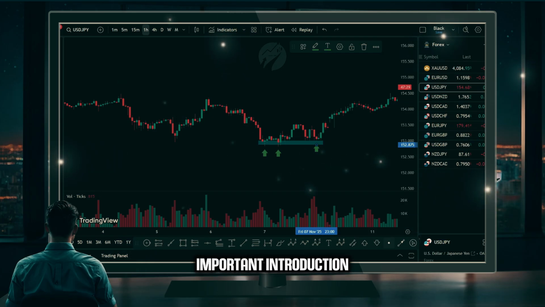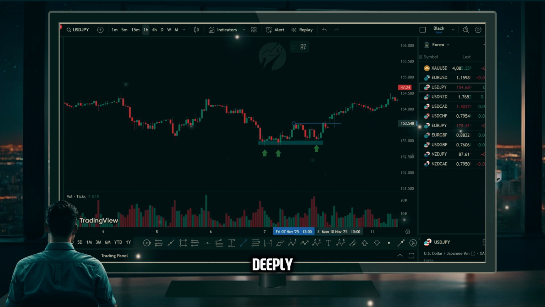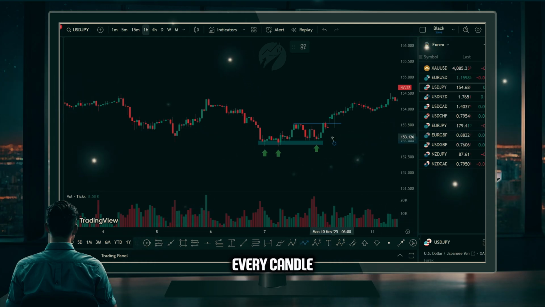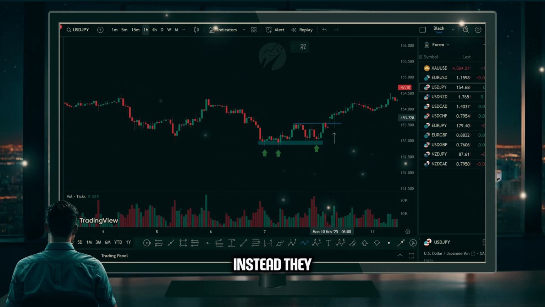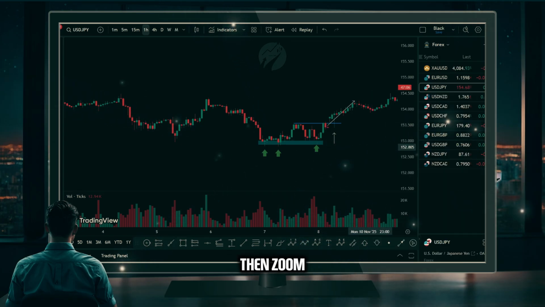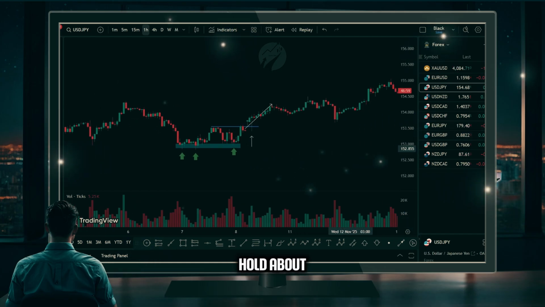Now we enter the important introduction, the foundation for you to understand the 3 trendline methods deeply and apply them sharply. I want you to imagine something first. A good trader does not chase every candle, does not panic at every market jerk, does not stare at charts all day hoping to see something happen. Instead, they do one simple thing. They look at the big picture first, then zoom in. And when they see what the crowd doesn't, meaning the trend structure from the higher timeframes, they already hold about 70% of the winning probability.